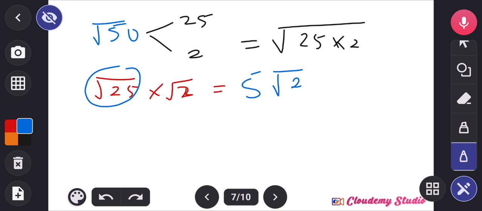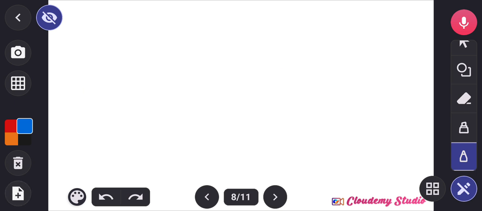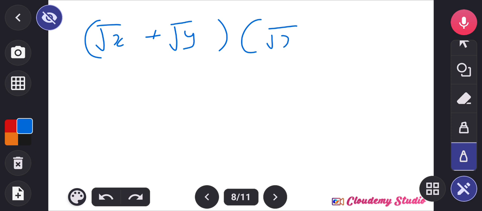So the next thing we want to move to now is what we know as the conjugate surd. The conjugate surds. Let us take for an example. Let us say we have something like root x plus root y, into bracket, root x minus root y.